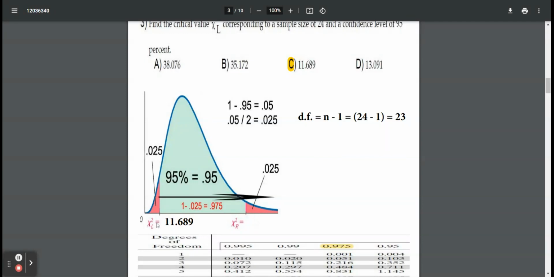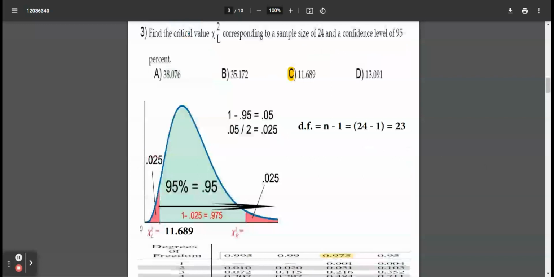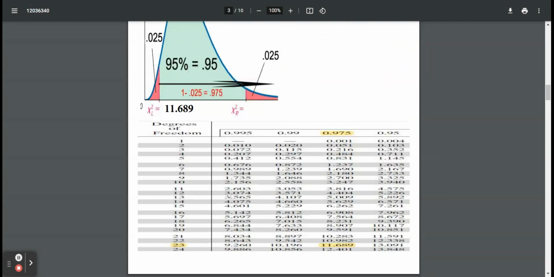Now, if I'm looking for chi-squared left, the area to the right of this goes from here all the way to the end. So the area under the curve is 1 minus the smidgen of 0.025, so the area from chi-squared left all the way to the very end is 1 minus 0.025, or 0.975. It's a right-handed table. Sample size was 24, minus 1 gave me 23 degrees of freedom. Matching 23 up with 0.975, I'm reading my chi-squared left value as 11.689.